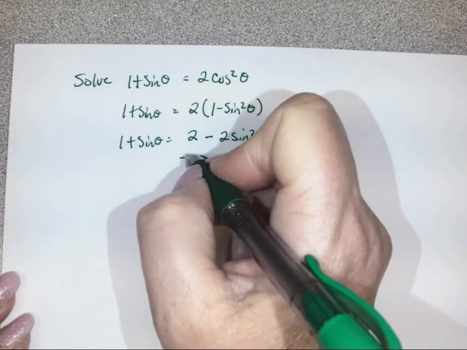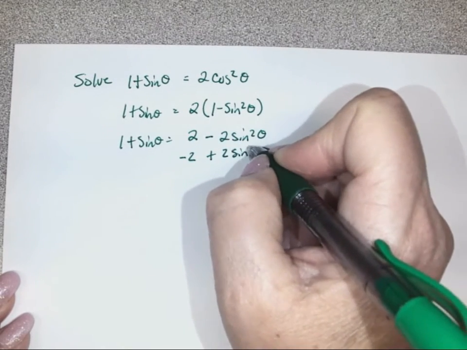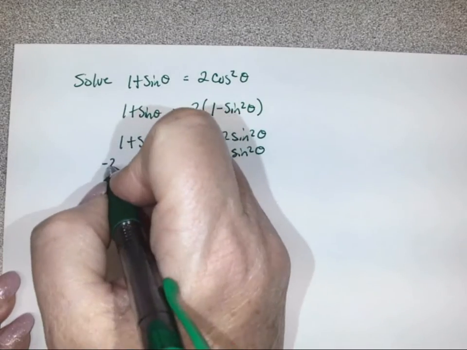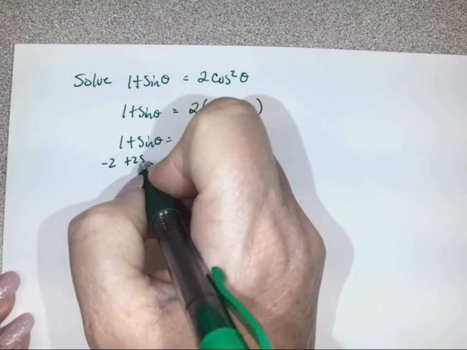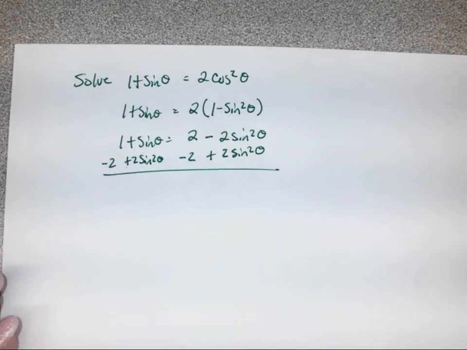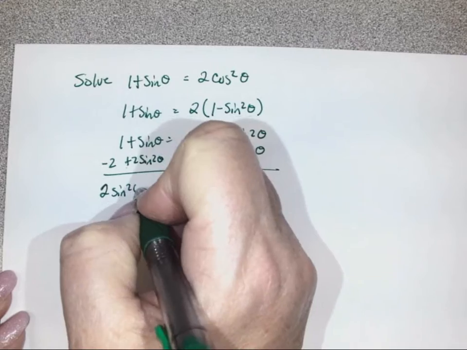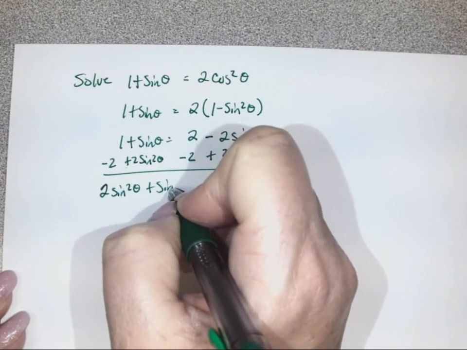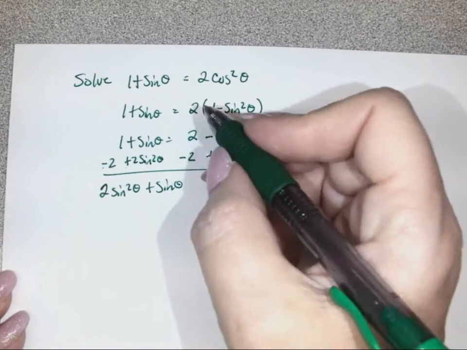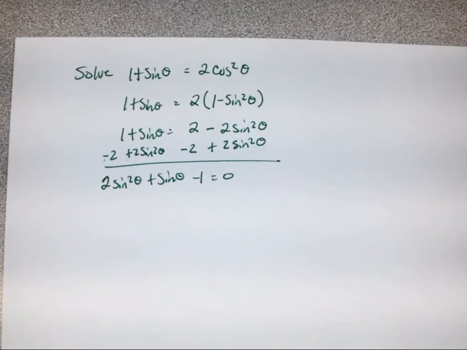And now I'm going to do some algebra here. I'm just going to add or subtract, whichever way they are, move everything to one side. And just like in algebra, I want to make my squared term positive, so I'm moving everything to this side. So now I have 2 sine squared theta plus sine theta, and 1 minus 2 will get us negative 1, equal to 0.